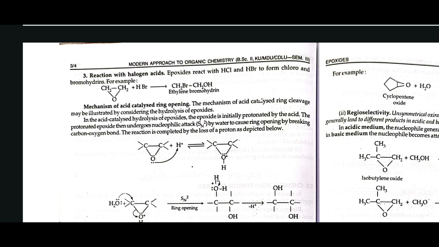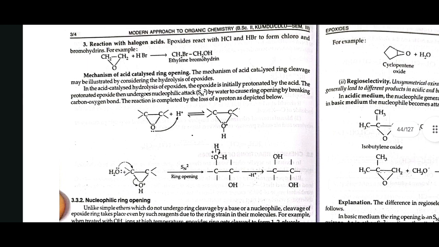Mechanism of acid catalyzed ring opening. The mechanism of acid catalyzed ring cleavage may be illustrated by considering the hydrolysis of epoxides. In the acid catalyzed hydrolysis of epoxides, the epoxide is initially protonated by the acid. The protonated epoxide then undergoes nucleophilic attack (SN2) by water to cause ring opening by breaking the carbon-oxygen bond. The reaction is completed by the loss of a proton as depicted below.